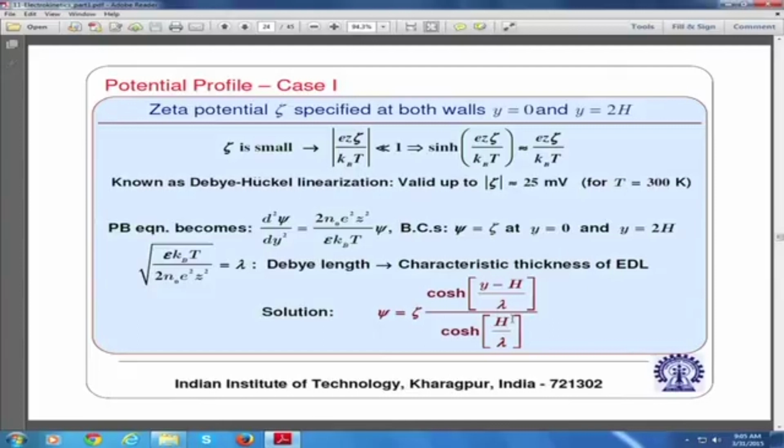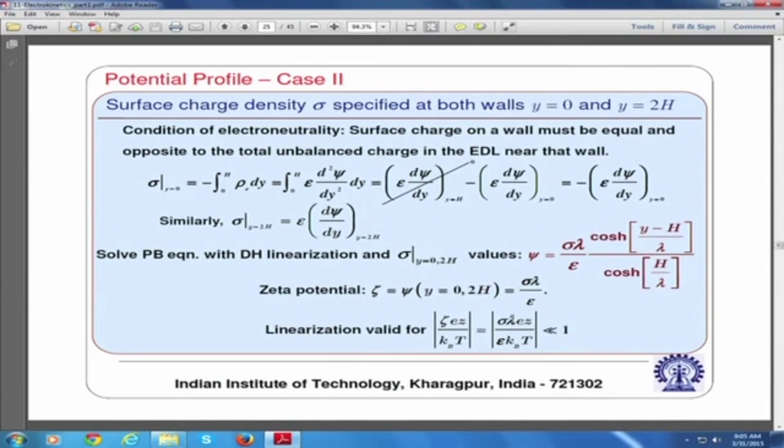Now this is one form of boundary condition when you are specifying the surface potential, but sometimes it is very difficult to specify the surface potential, instead you specify the surface charge density. So what will happen for that case, we will look into the next slide. Surface charge density is specified at both walls, just as an example. So how will you relate surface charge with the potential? So understand the physics.